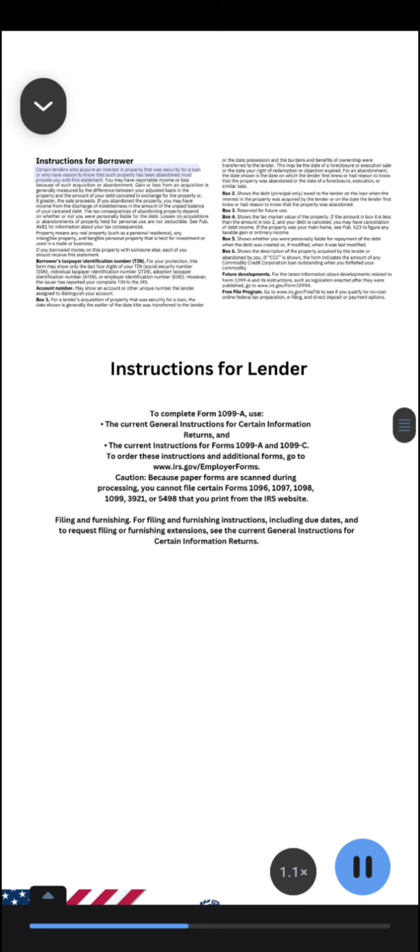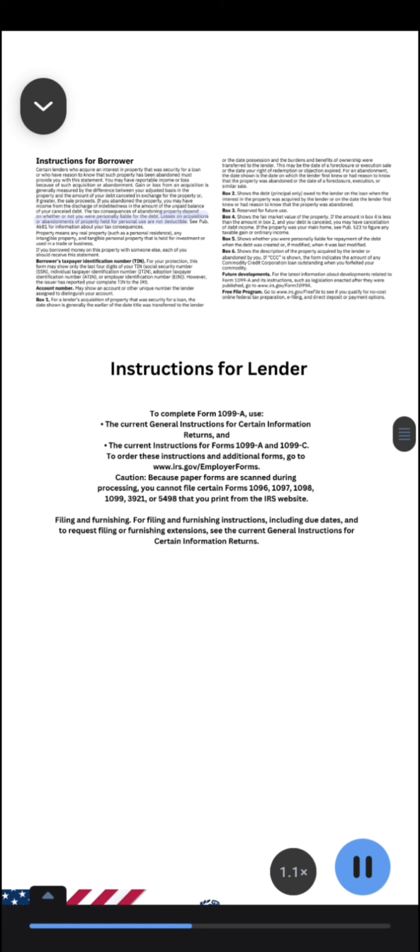Certain lenders who acquire an interest in property that was security for a loan or who have reason to know that such property has been abandoned must provide you with this statement. You may have reportable income or loss because of such acquisition or abandonment. Gain or loss from an acquisition is generally measured by the difference between your adjusted basis in the property and the amount of your debt cancelled in exchange for the property or, if greater, the sale proceeds. If you abandon the property, you may have income from the discharge of indebtedness in the amount of the unpaid balance of your cancelled debt. The tax consequences of abandoning property depend on whether or not you were personally liable for the debt.